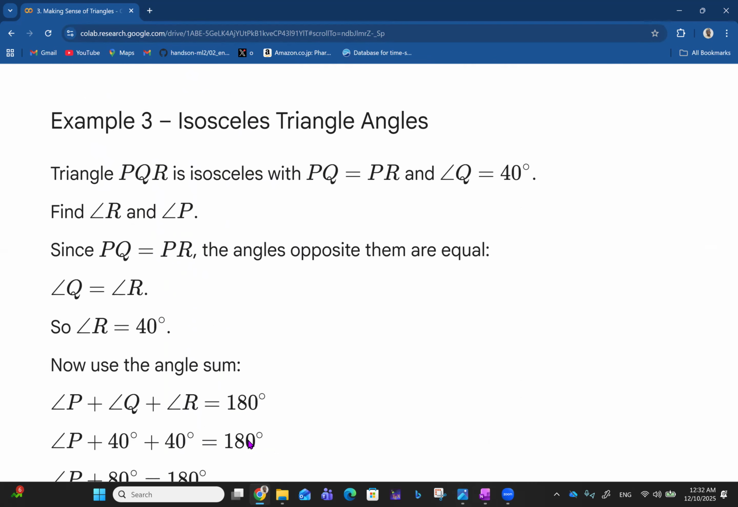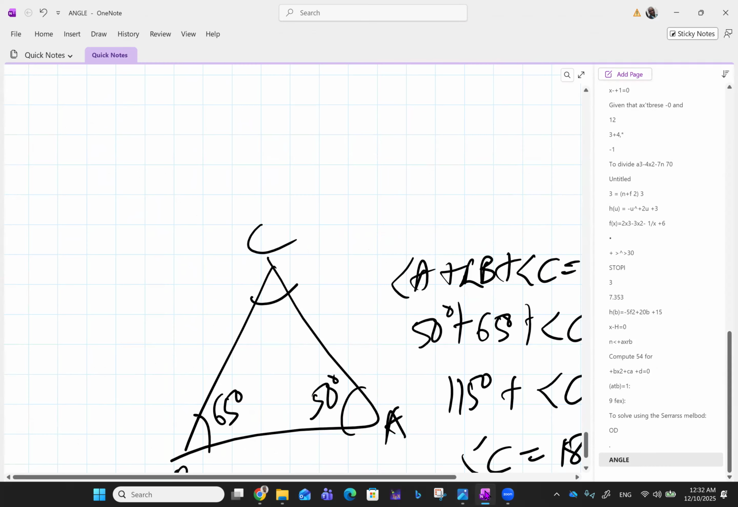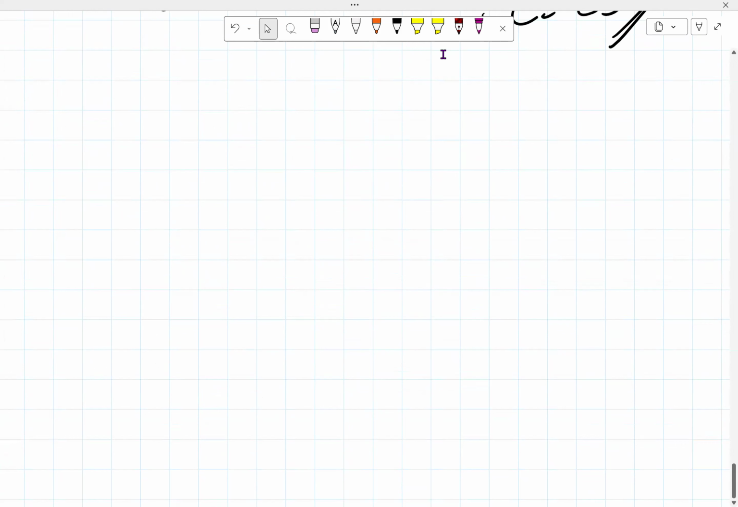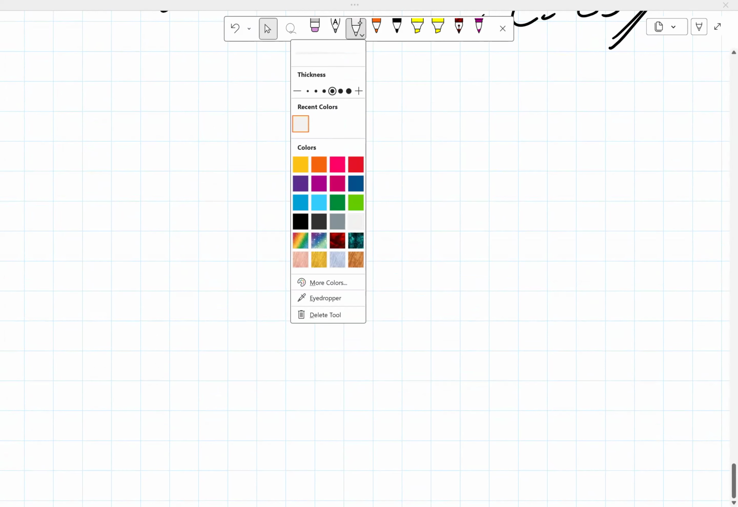Let me actually go and do it now. So PQR is isosceles, right? With PQ equals PR. Okay. So let's deal with that on the worksheet and see how that goes. Okay, so we come here now. I want to change this. Okay, all right, let me change this to blue. Blue was there before.